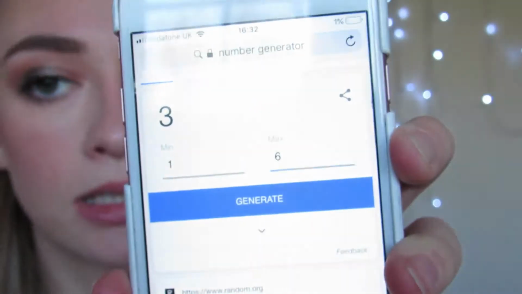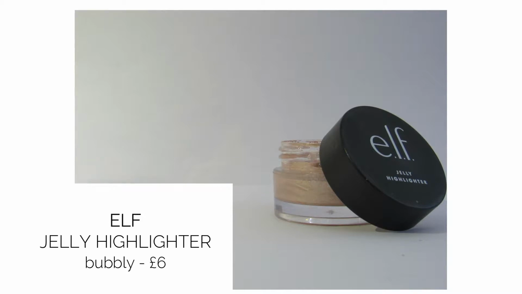I'm now going to go ahead and put on some highlighter, and I have 6 different highlighters, 2 of them from my NYX Pro Contour palette thing. So 1 to 6, let's generate a number. 5. 1, 2, 3, 4, 5. Okay, the colour that we are using is from e.l.f. and this is the Jelly Highlighter in Bubbly, which is interesting, using a cream on top of powder.